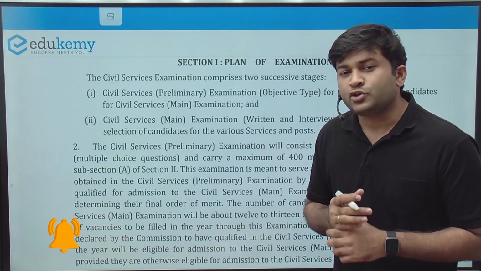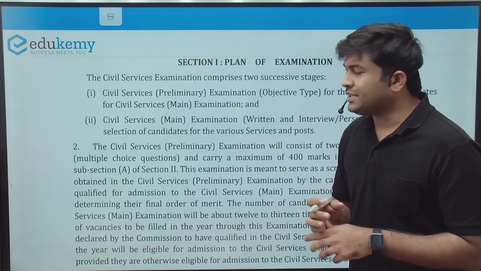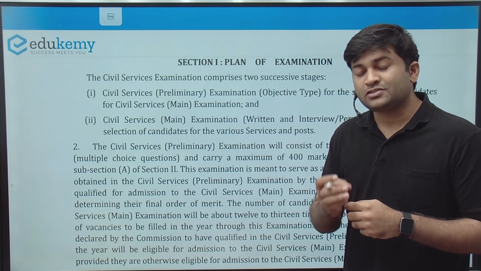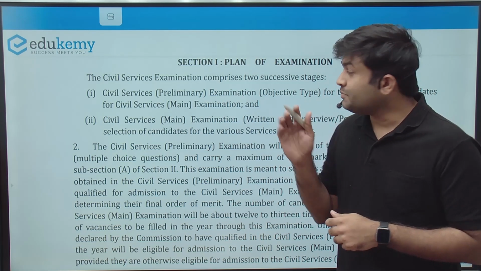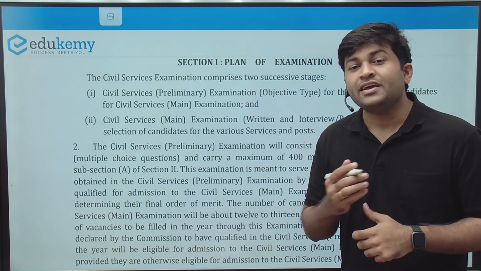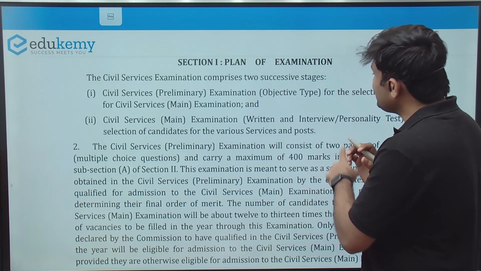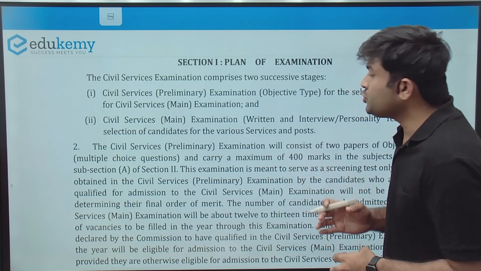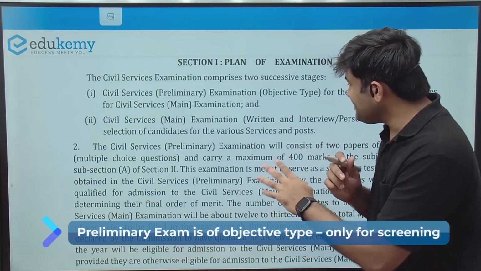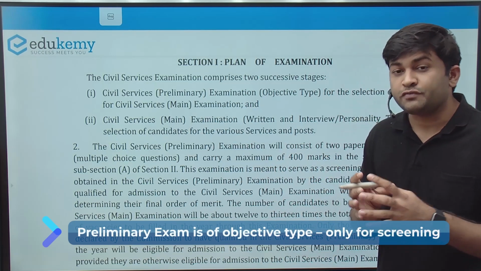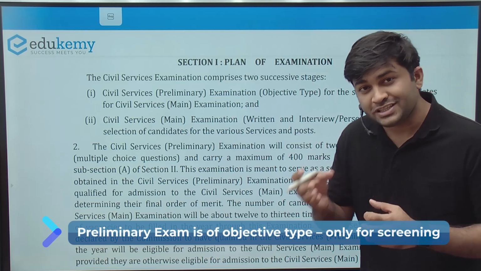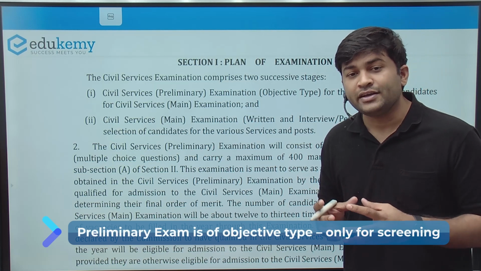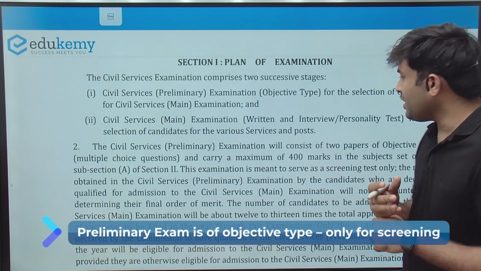Now to start with, the plan of the examination. The UPSC Civil Services examination comprises two successive stages, that is the preliminary examination stage and the main examination stage, which has a written part and an interview or the personality test. Now coming to the preliminary examination. The civil service preliminary examination consists of two papers which are objective in nature. The total overall score consists of 400 marks.